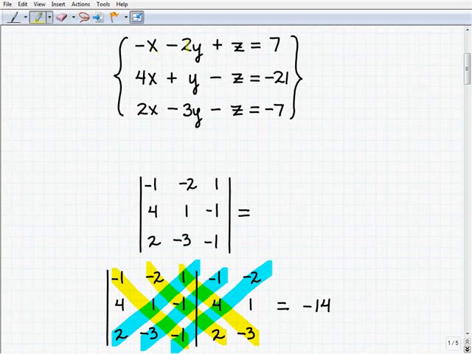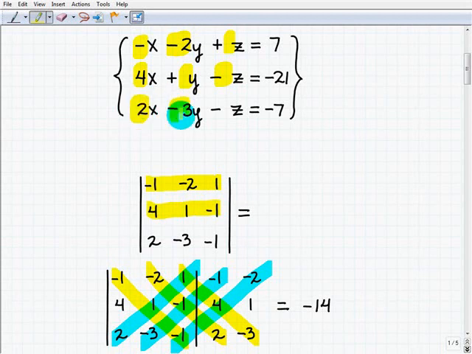Now you notice we have x, y, and z, and everything is lined up in its proper column. Here we have -1, -2, 1, so you can see that's our first column. We have 4, 1, -1 as our second column. Here we have 2, -3, -1, our last column. So this sets up our first determinant. This is going to be our denominator determinant, so we only have to calculate this once.